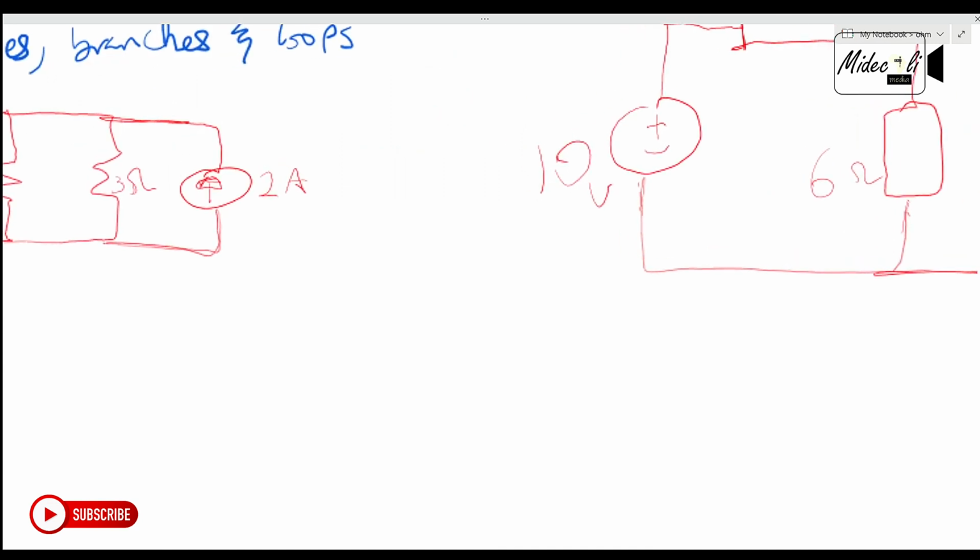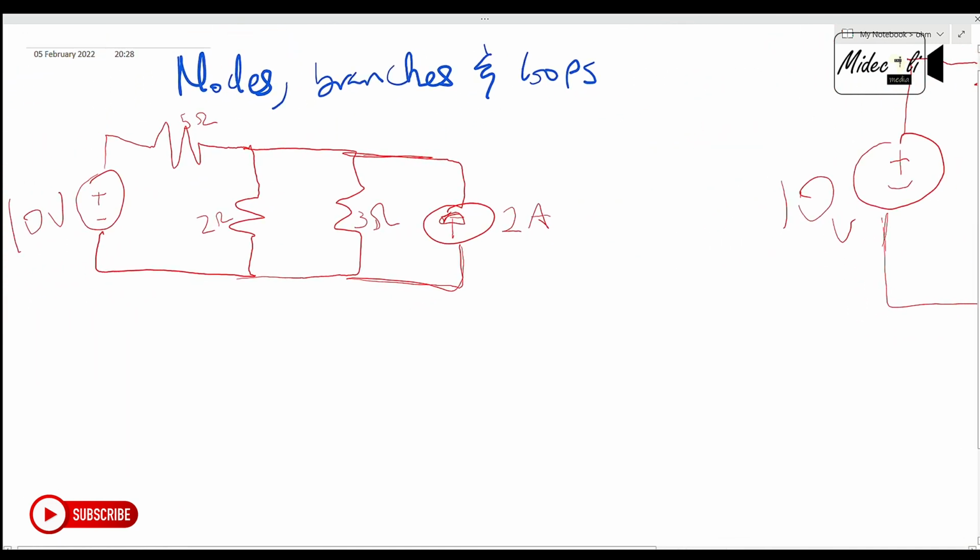So looking at this diagram here, this first diagram, this 10 volts is an element. 5 ohm resistor is an element. 2 ohm resistor is an element. 3 ohm resistor is an element. 2 amp current source is an element. Then you see this box where we have 10, 5, and 2. This closed box, a closed circuit. A closed circuit is called a loop.